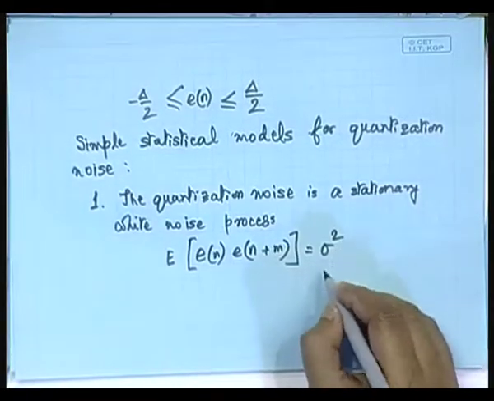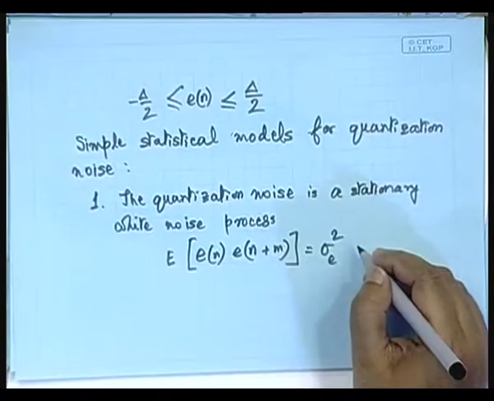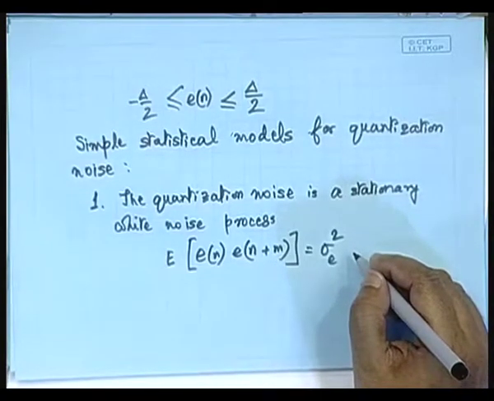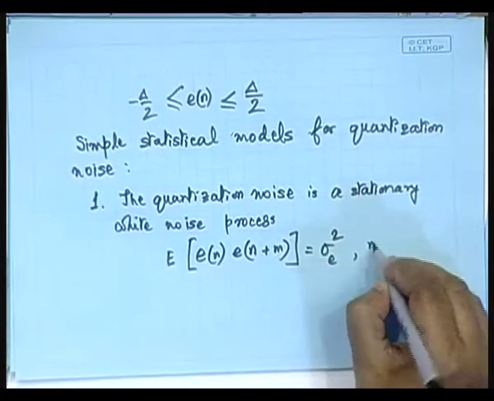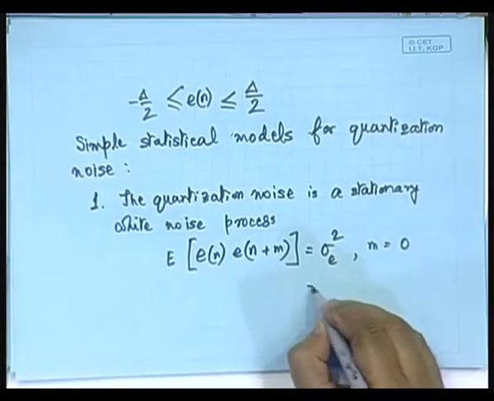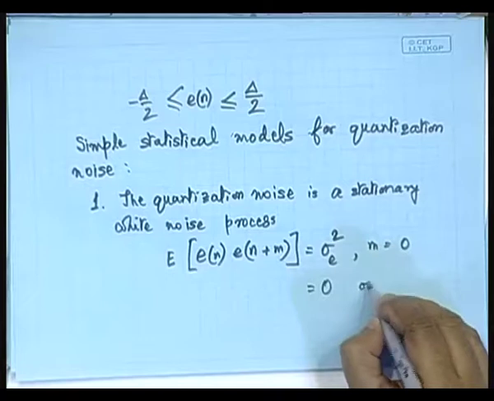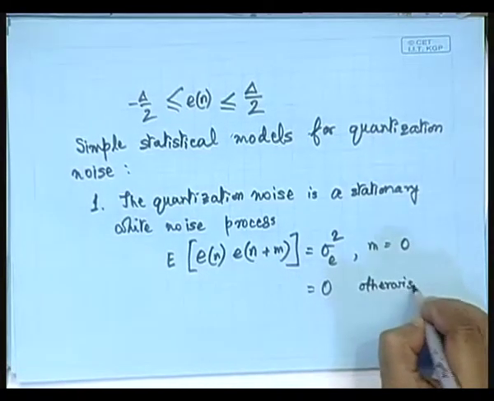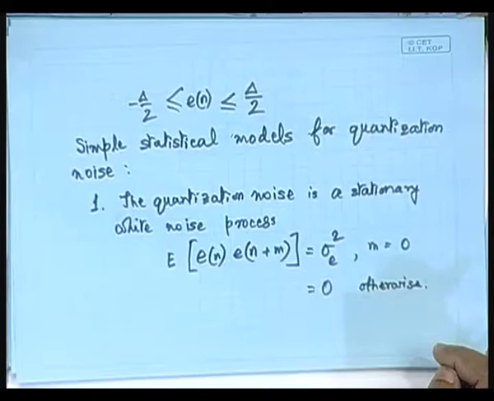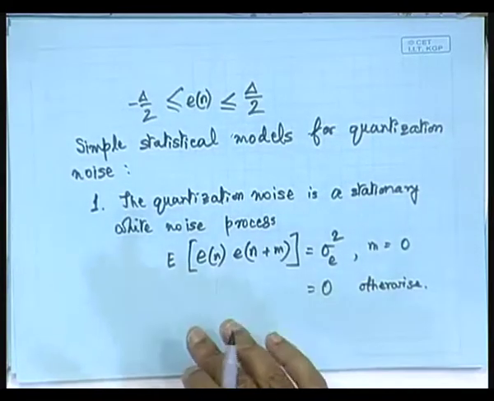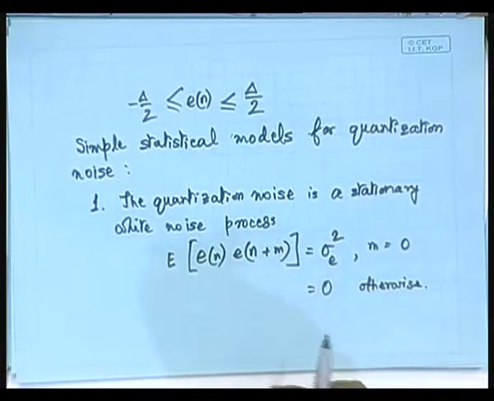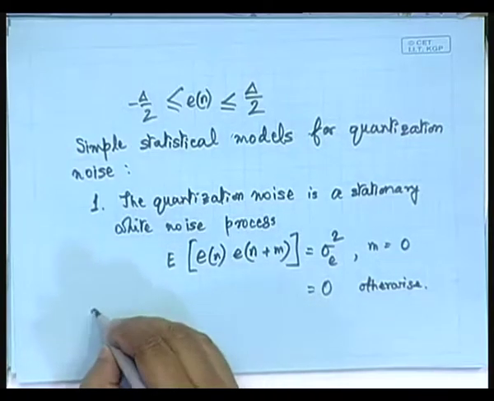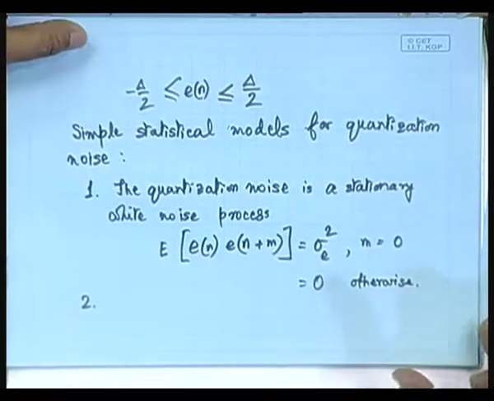So, we can write that this is equal to sigma square E, where sigma square E is the variance of the quantization noise. So, this is equal to sigma square E for m equal to 0, and the expectation value is equal to 0 otherwise. This otherwise condition takes into account that the quantization noise is completely uncorrelated. So, this is the first assumption that we are making about the statistical model of quantization noise.